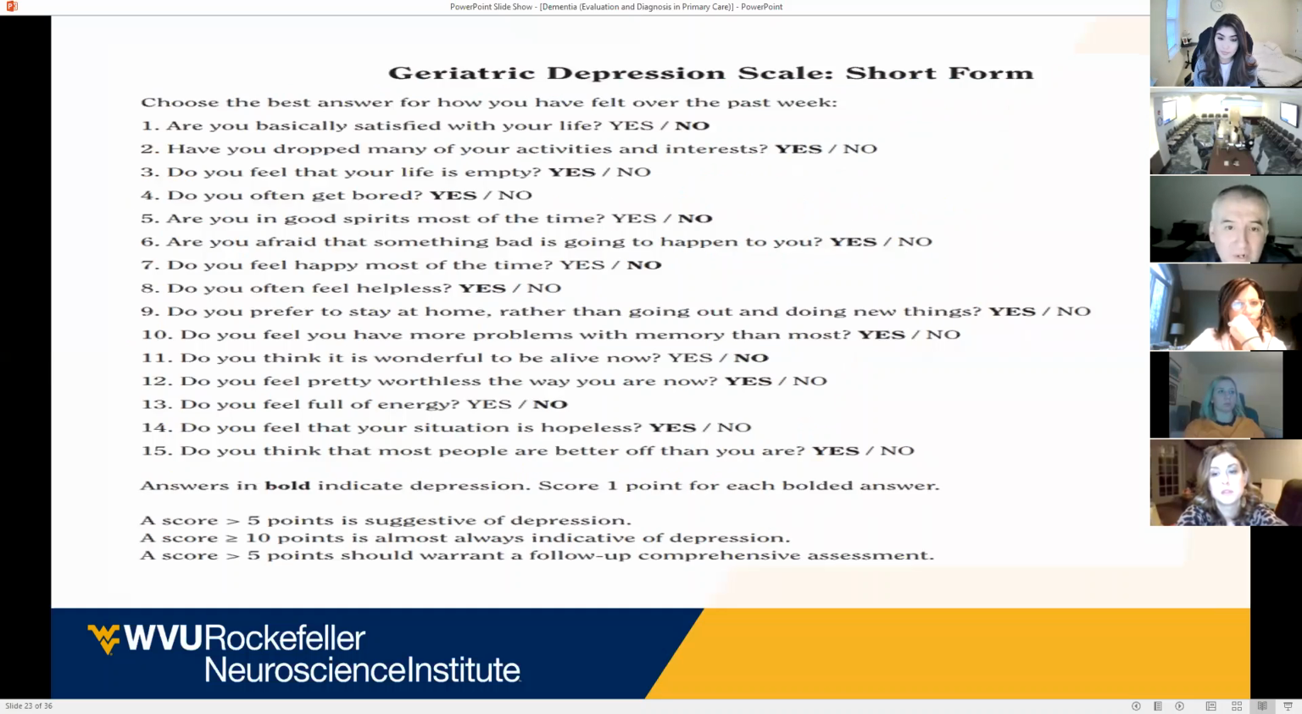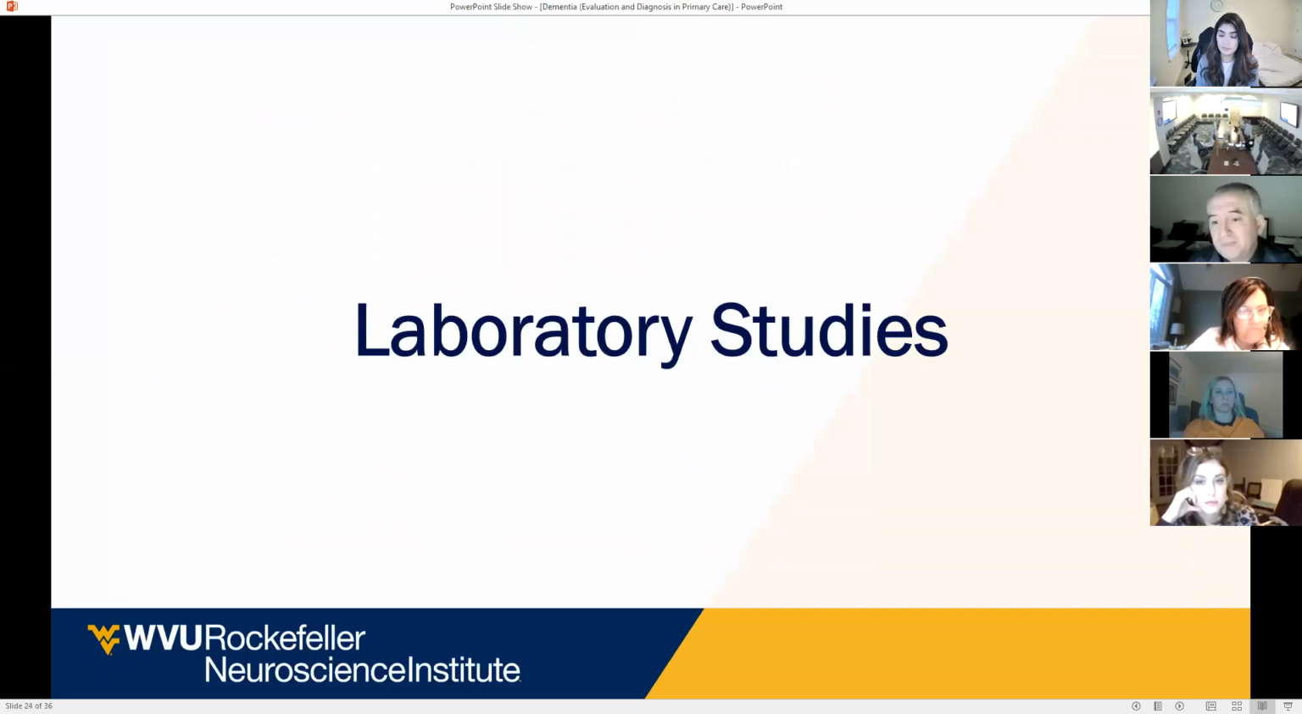And this is one of the greatest instruments that we use in order to assess depression. The GDS, that's the short form. If you have more than 5 points, it suggests that you may have depression. I want to share this instrument with you as well. Next slide, please.